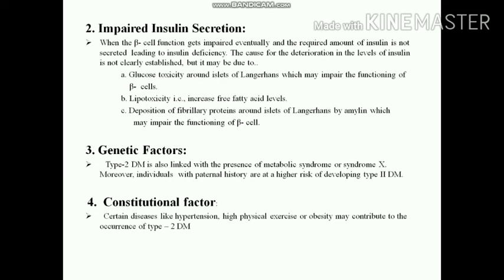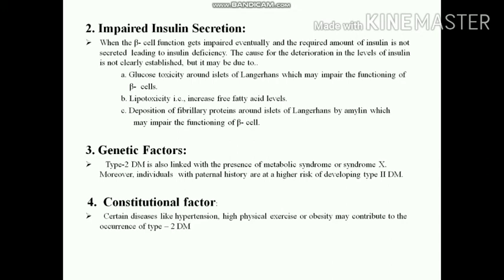And number 3 is genetic factor. Type 2 diabetes is also linked to the presence of metabolic syndrome or syndrome X, more in individuals with parental history. If someone has a history of diabetes, then there is a higher risk of developing type 2 DM. That means if anyone's parents, mother or father, have diabetes, then they have a higher risk of developing type 2 diabetes.